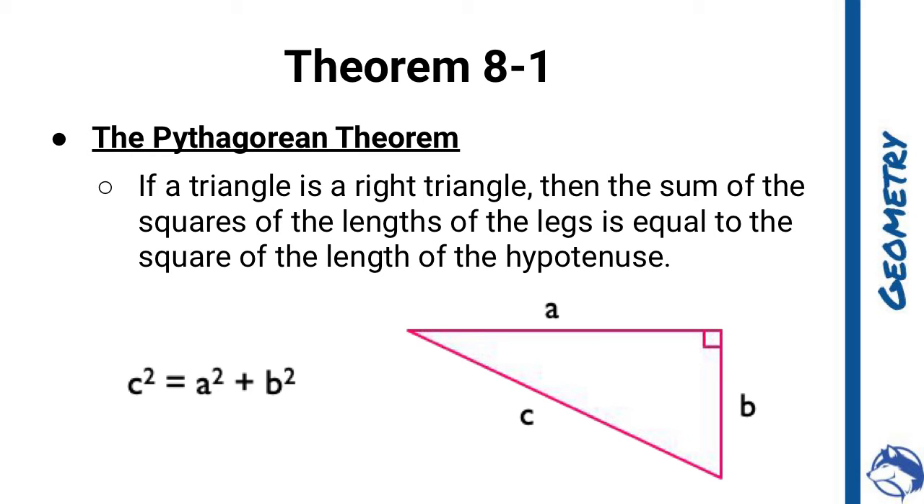So you might see this as c squared equals a squared plus b squared, or you may have heard it said a squared plus b squared equals c squared. And one thing to note is c is always going to be the hypotenuse, and it doesn't matter which leg we call a or which one we call b, but they're both going to end up being legs, and those squared added together has to be equal to the hypotenuse squared.